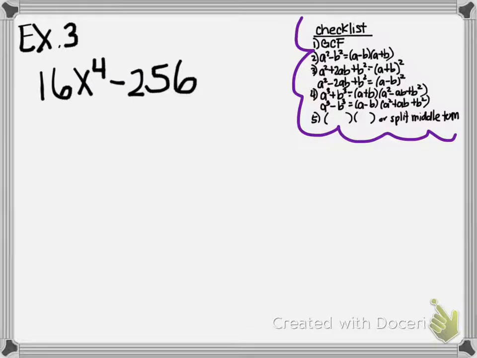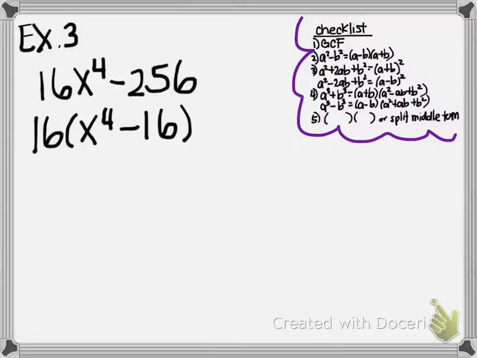So for this one, it does kind of look like it's a binomial squared because we can write this one here as 4x squared being squared to get 16x to the fourth. But again, the first thing I'm going to do is go find the greatest common factor. In fact, in this case, both of them have 16 as a factor. So we'll go ahead and factor out the 16 to make this problem a little bit easier.